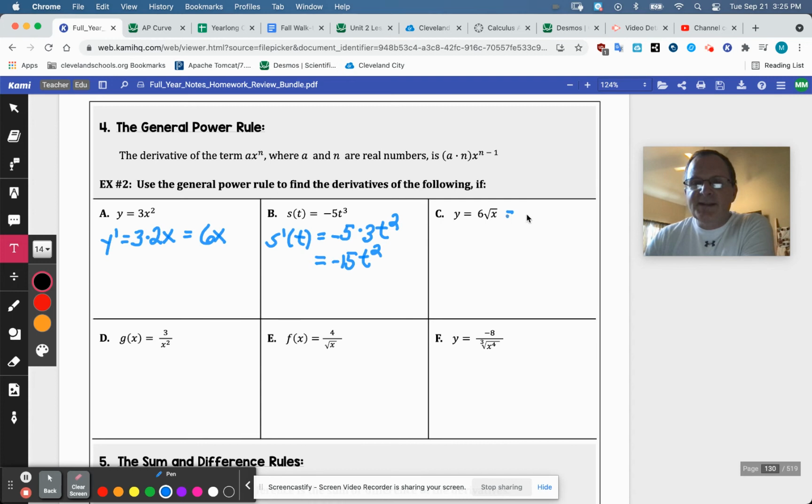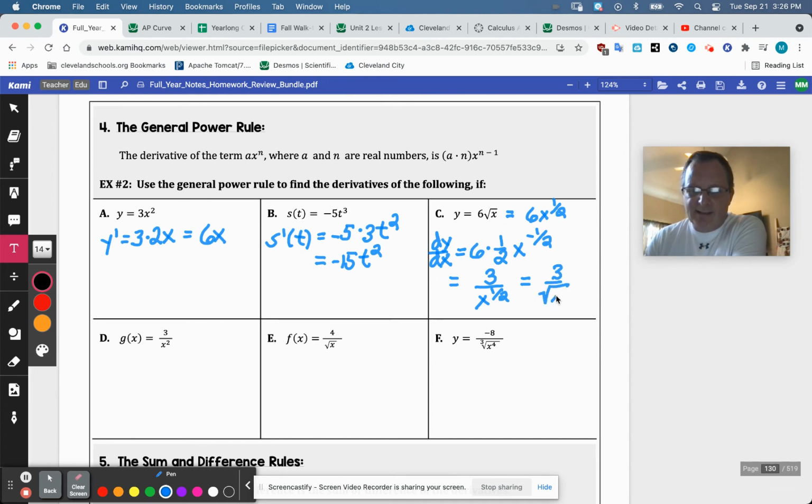Aha! So this is 6x to the 1/2. All right. So y prime, I'm going to say dy/dx this time. So dy/dx this time is going to equal 6 times 1/2, drop down, 1 subtracted from your exponent. There you go. All right. And we can clean that up a little bit. This would be 3 over x to the 1/2, or 3 over the square root of x. And again, they don't really care about you rationalizing denominators anymore.